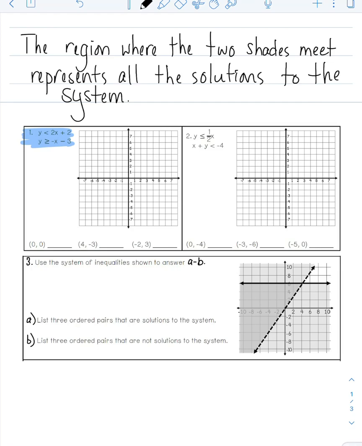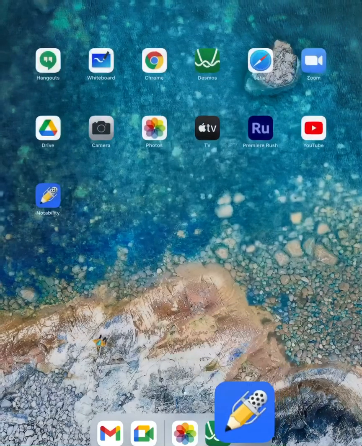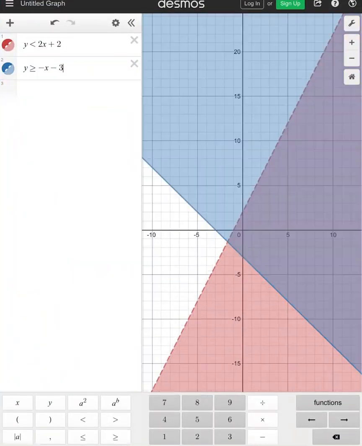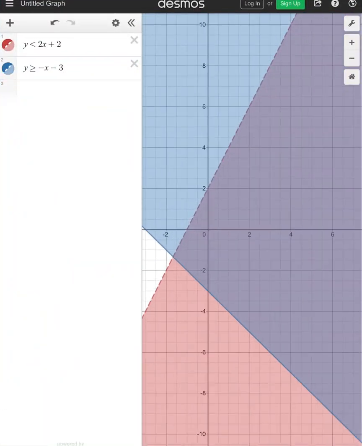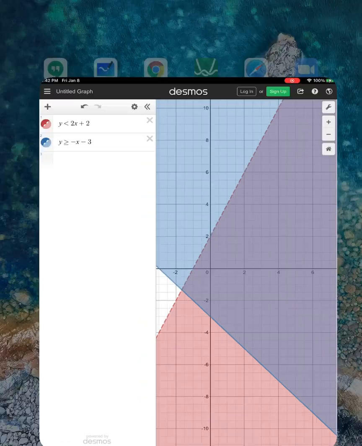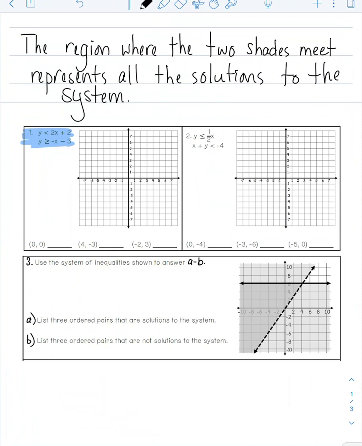So now let's test each of these 3 points. The first point is 0, 0. So I'll find 0, 0, and that falls in that purple section where the 2 shades meet. So yes, that is a solution to the system. I want you to write the point and write the word yes.